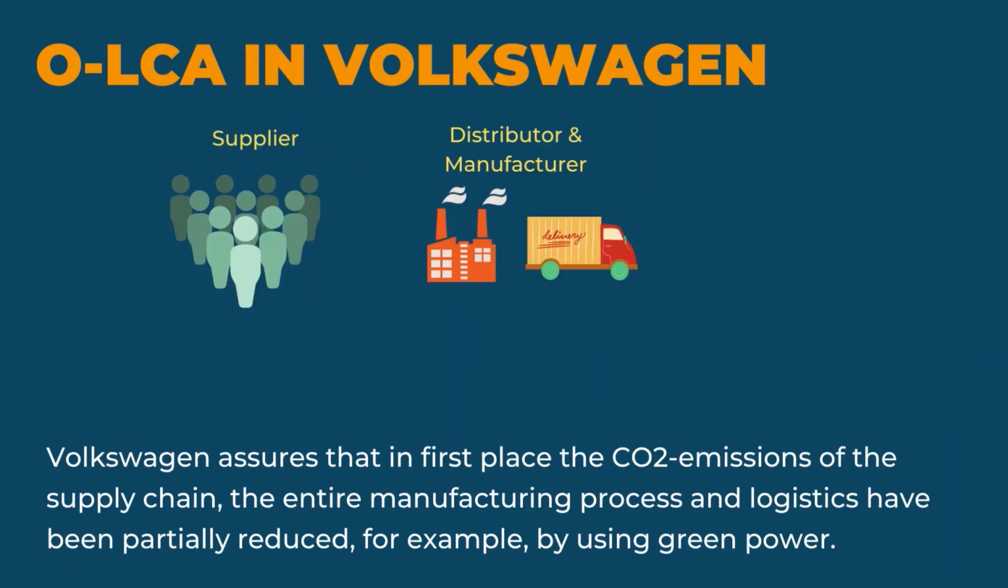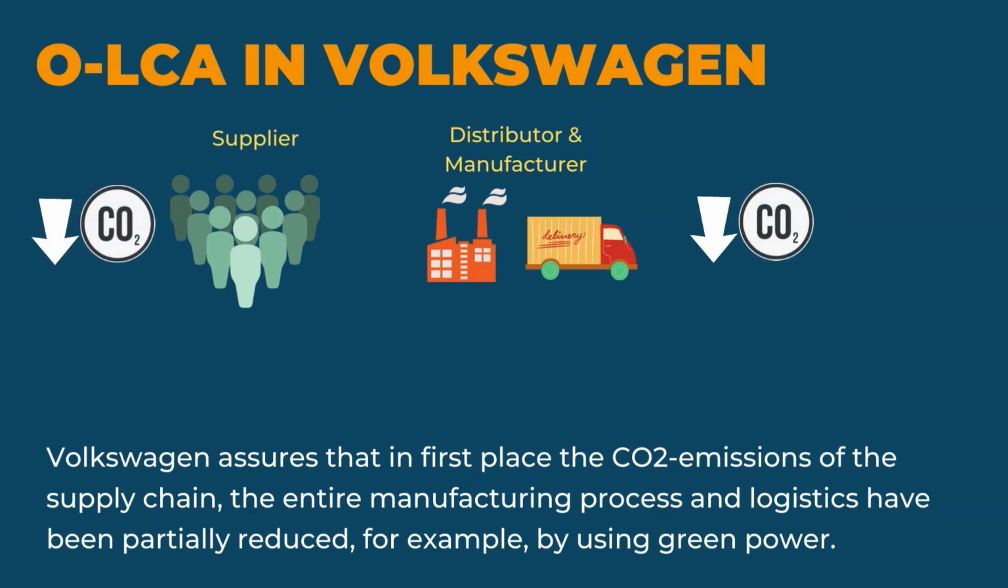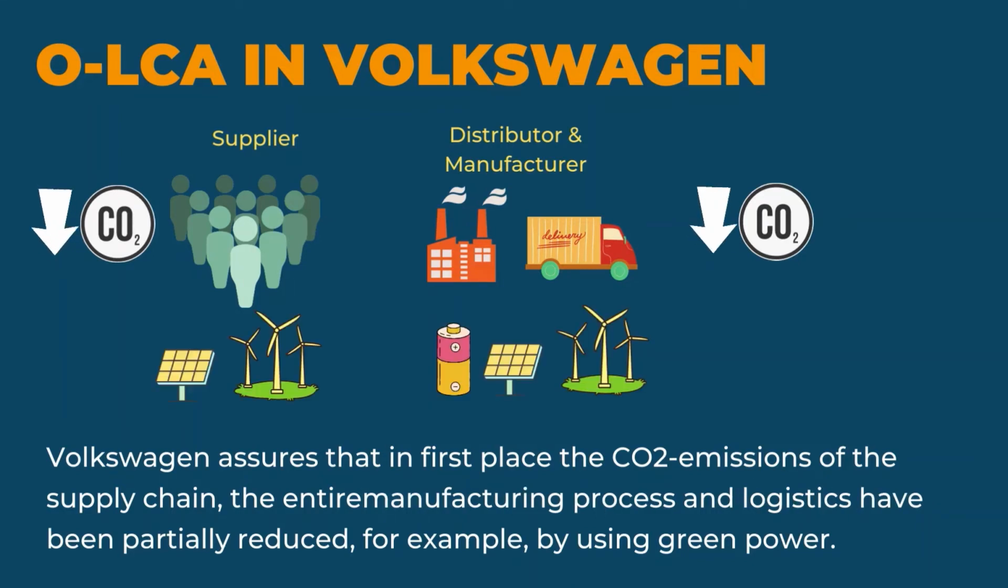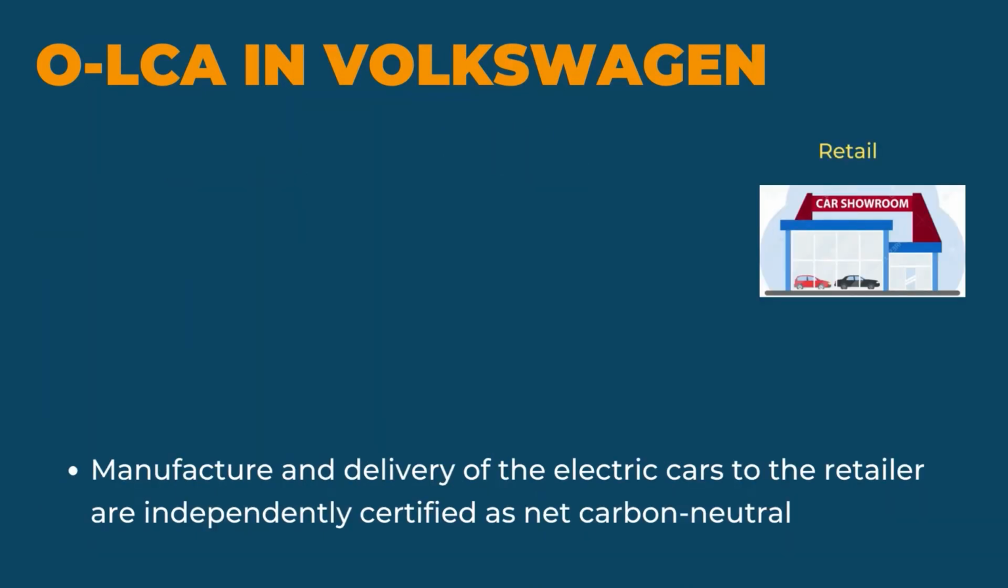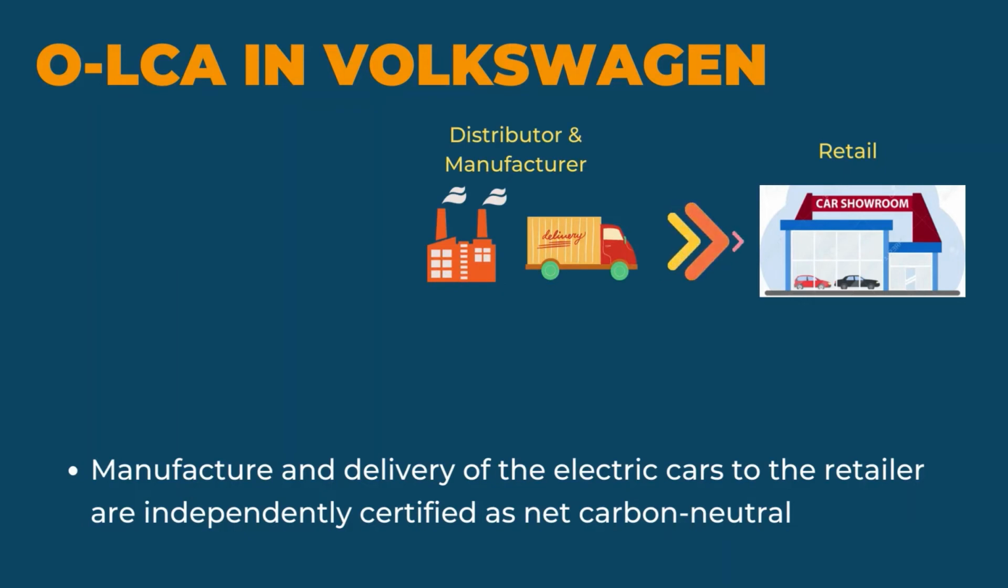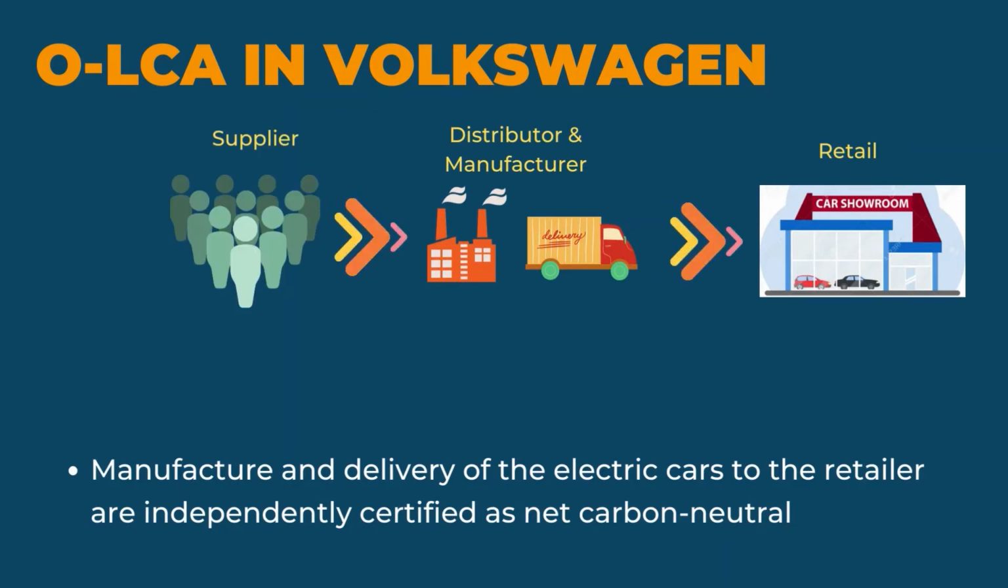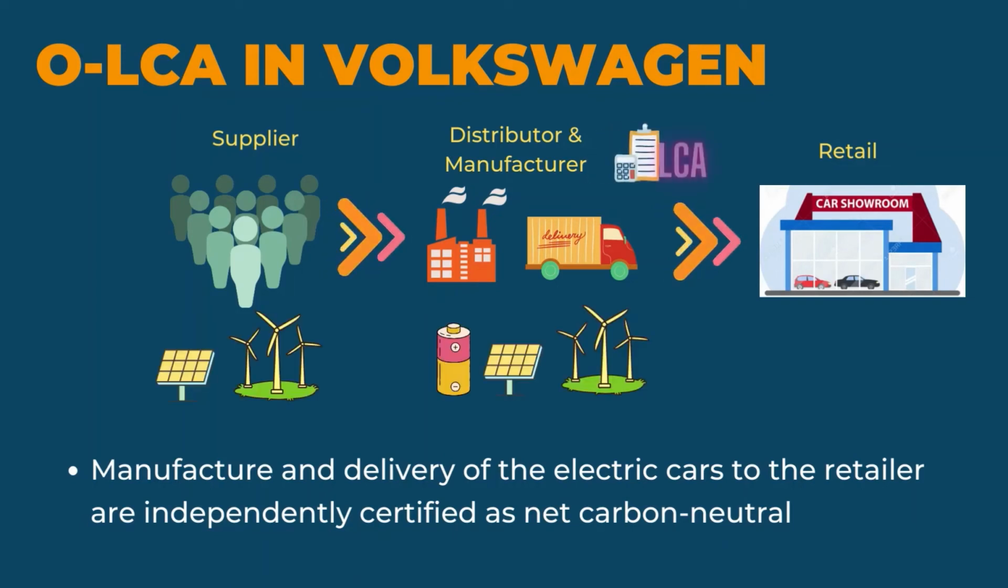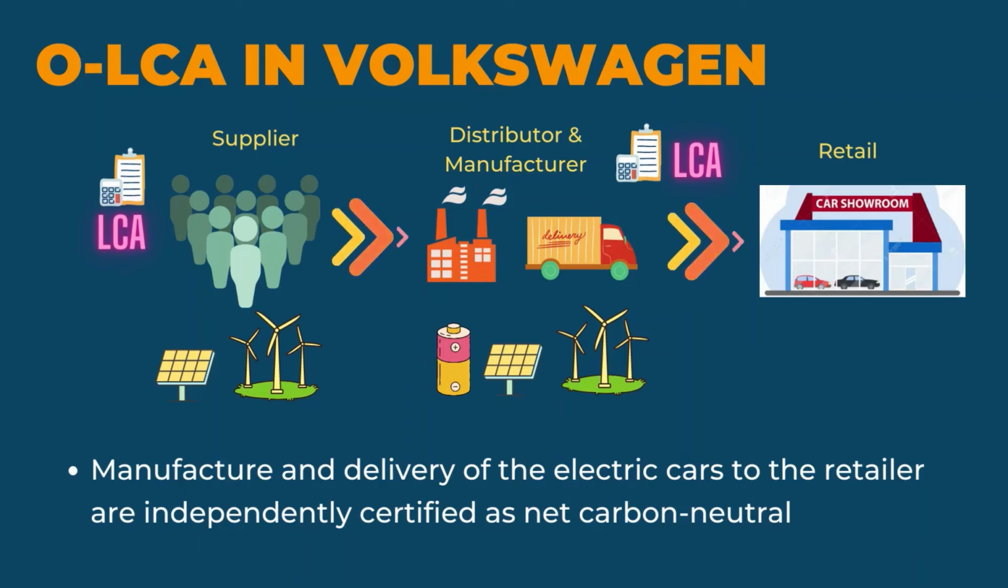Volkswagen assures that in the first place, the carbon dioxide emissions of the supply chain, the entire manufacturing process and logistics have been partially reduced by using green power. This explicitly includes the production of the high-voltage battery. The company is validating the decarbonization approach by confirming that the players in their supply chain, such as manufacture and delivery of the electric cars to the retailer, are independently certified as net carbon neutral.